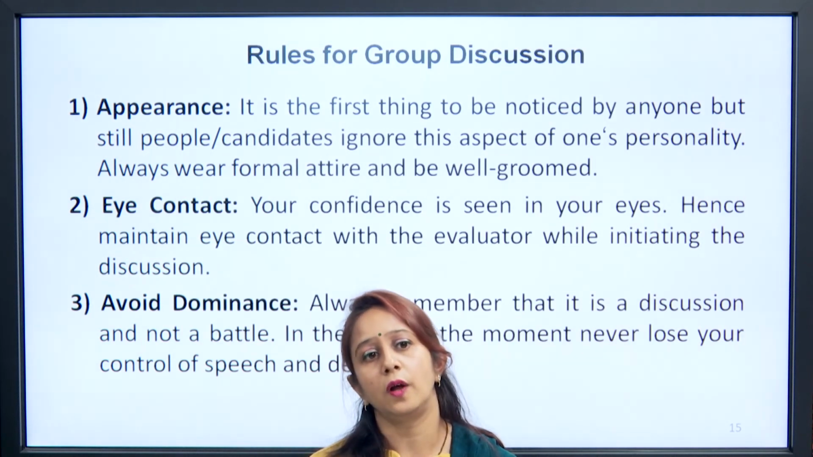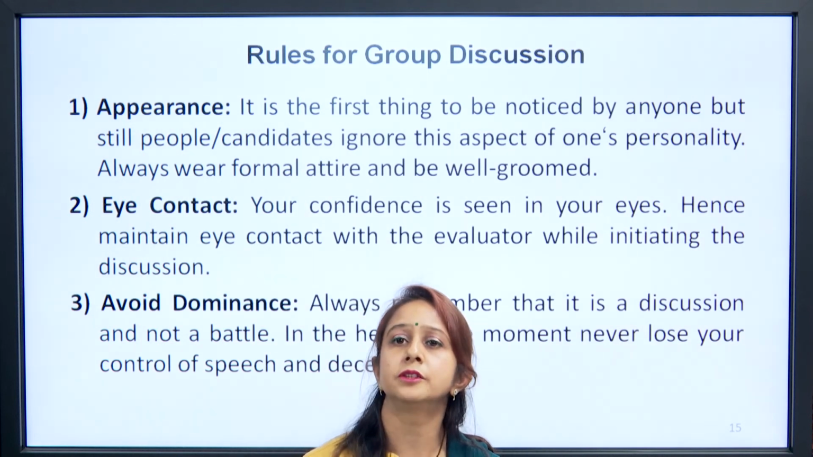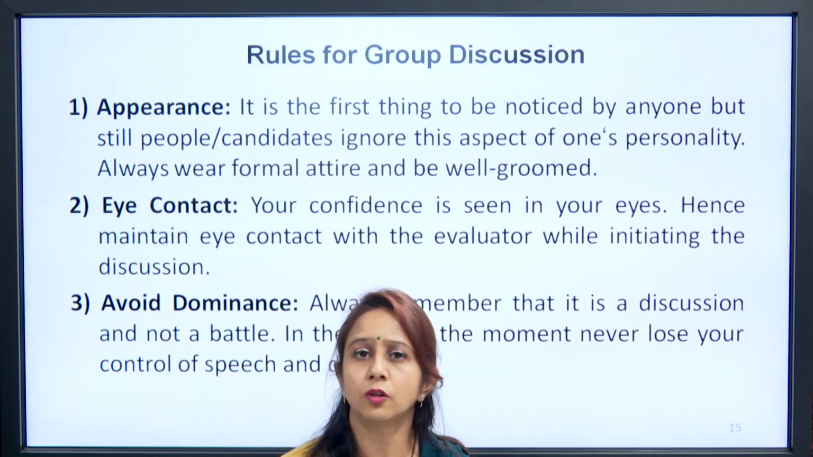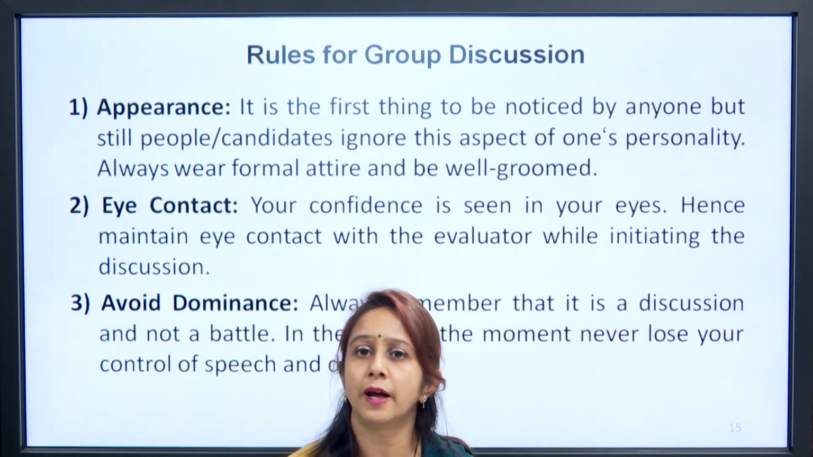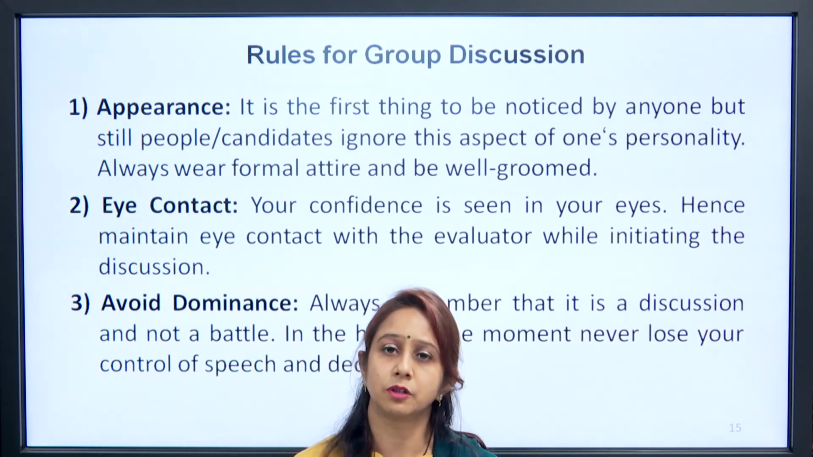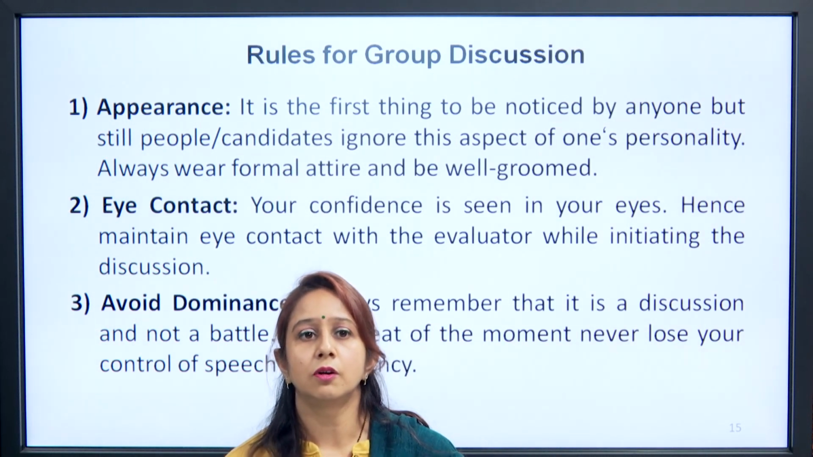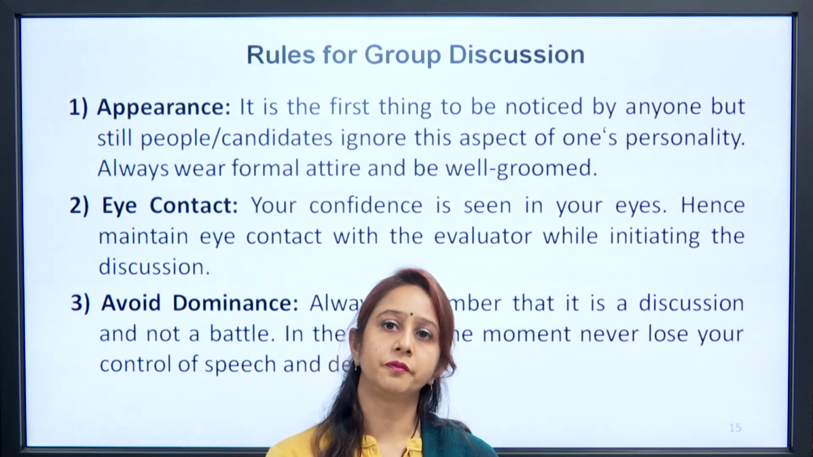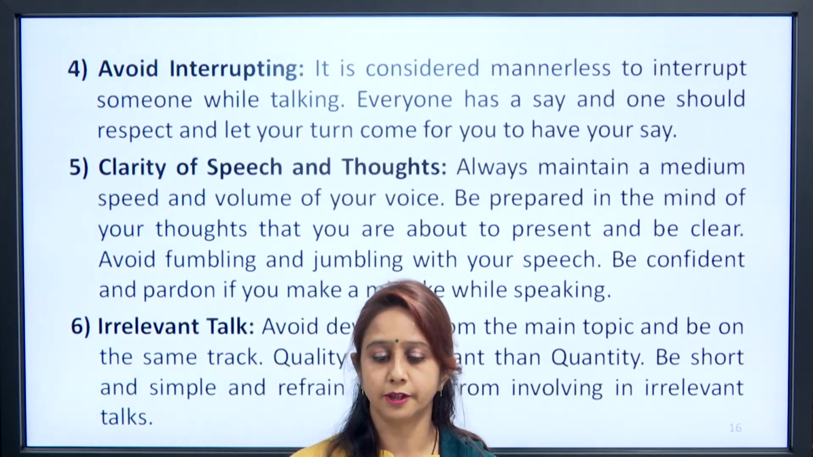Second is eye contact. Eye contact suggests the level of confidence of the person you are talking with. Hence, maintain eye contact with your evaluator, and not only with your evaluator but also with the other members of the group discussion. Then avoid dominance. Always consider the point of view of the other people also, and avoid dominating over them.